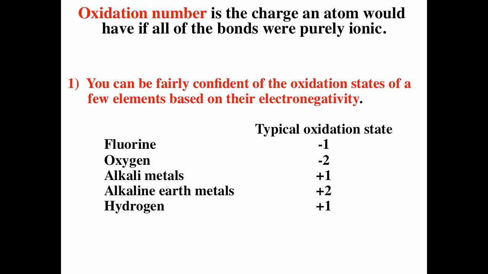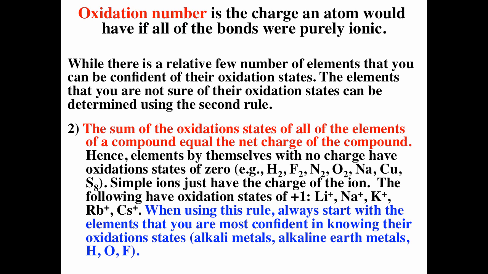The first rule is that you can be fairly confident in the oxidation states of a few elements based on electronegativities. Fluorine is the most electronegative element on the periodic table, and so in a compound it will be -1. Oxygen is the second most electronegative element on the periodic table, and so typically it's a -2. Alkali metals are +1, alkaline earths are +2, and hydrogen in a compound will typically be +1. So there are some elements whose oxidation states you can be fairly confident about.